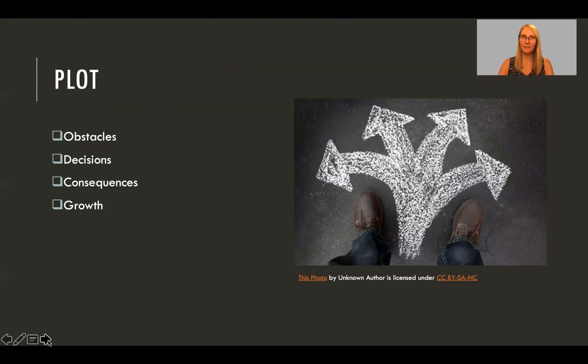What's happening? We have something that happens to someone or something, and they respond to it. A decision has to be made. Well, do I accept this? Do I not accept this? Do I take that path? Do I not take that path? And those decisions are going to have consequences. And hopefully, as then our beloved characters respond to those consequences that may lead to more obstacles, that may lead to more decisions, ultimately we're going to see some sort of growth.